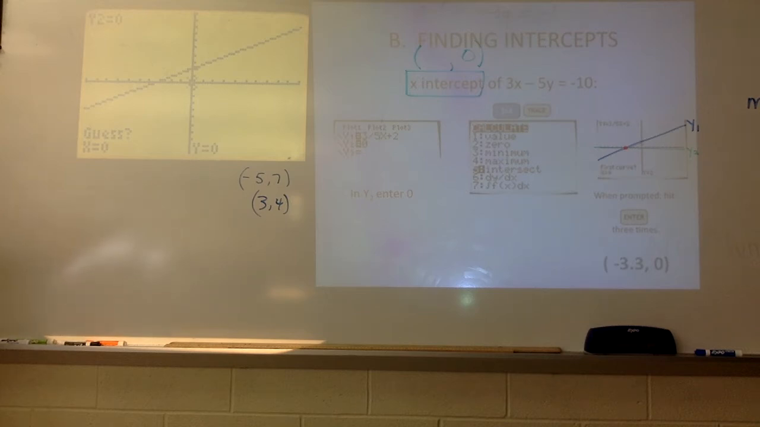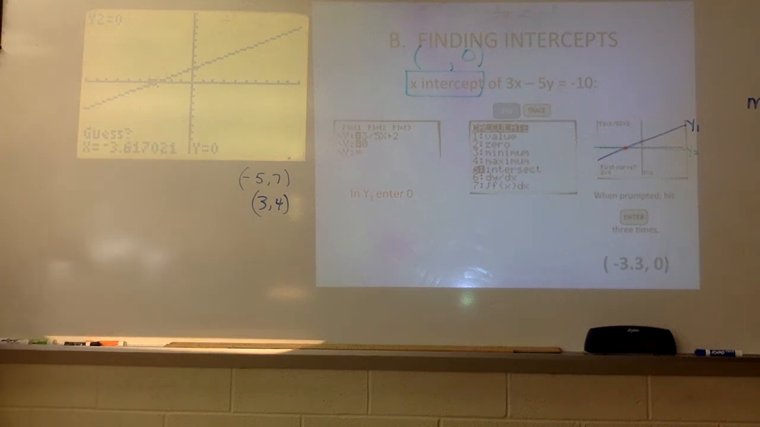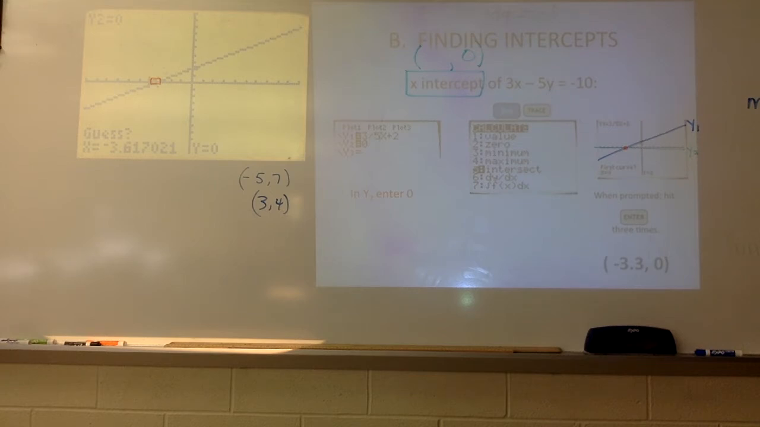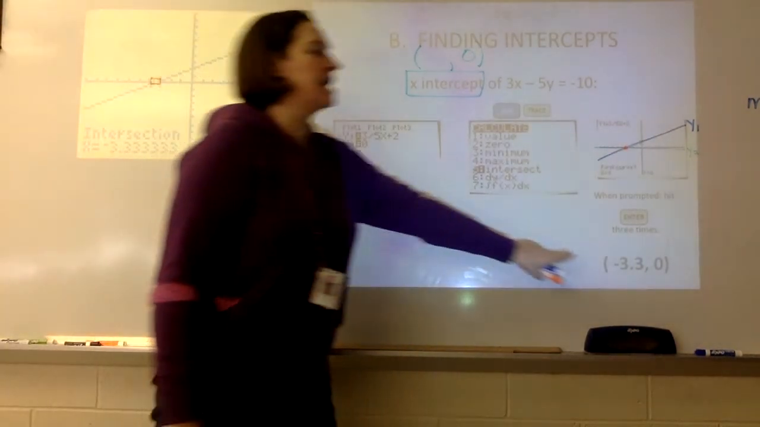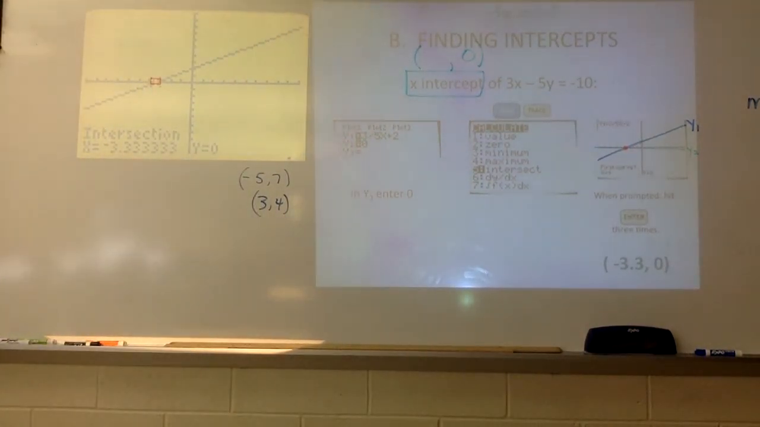Now it asks me to guess. So notice I'm moving my cursor over using the arrows on top of where I think those two lines are going to cross, and I'm going to hit enter. And it's going to give me the decimal -0.33 repeating, comma 0. That is my x-intercept. And no, there's no shortcut. Okay, questions on that?